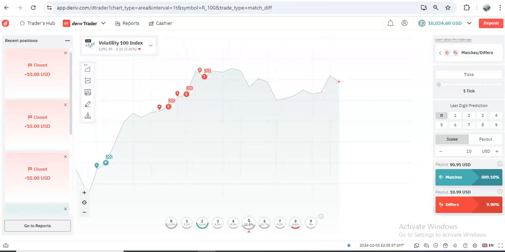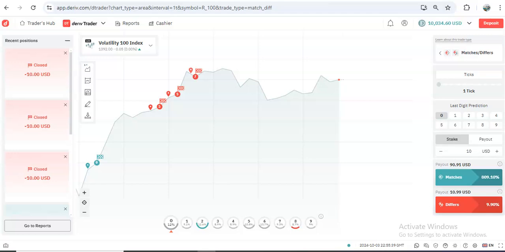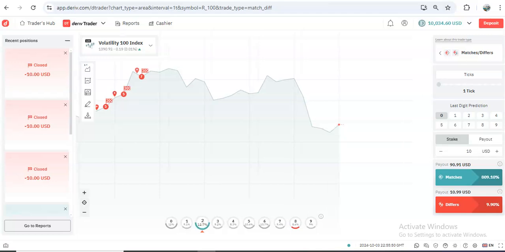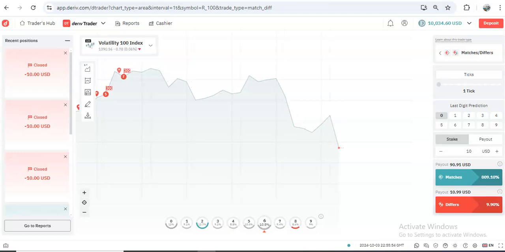So the third one, you have to check 1, 7 and 9, and 1 must have a green bar between the 3, 1, 7 and 9, and the 1 digit must be lower by 9.1%.